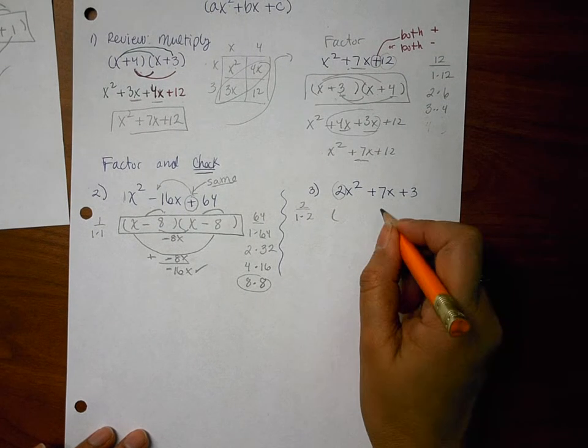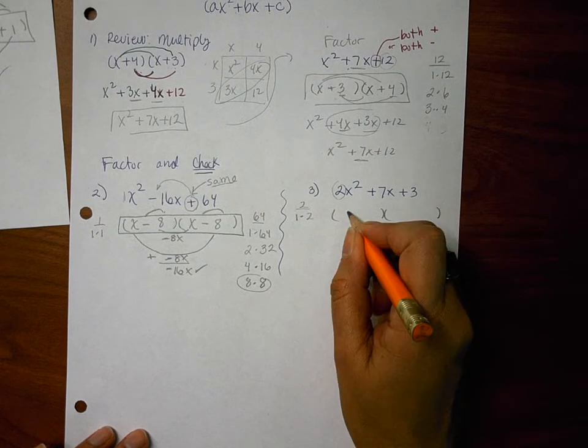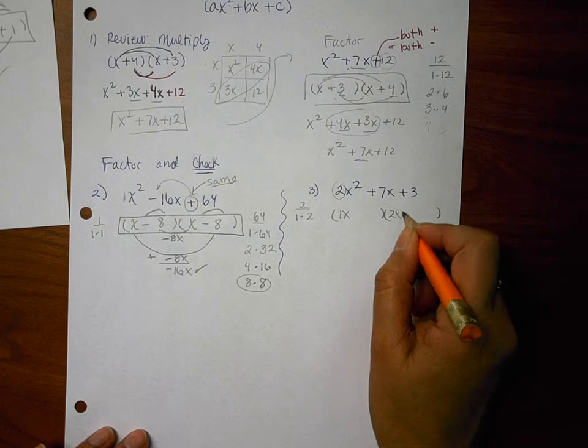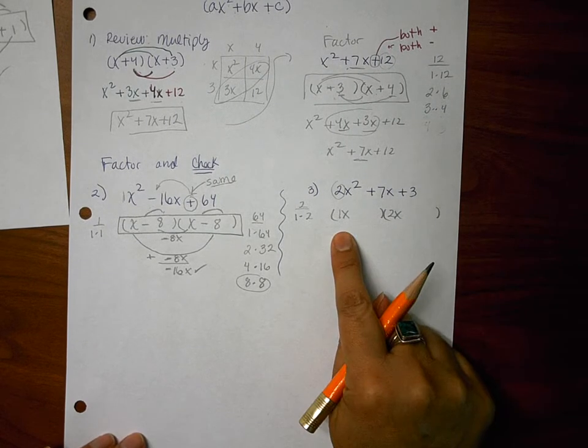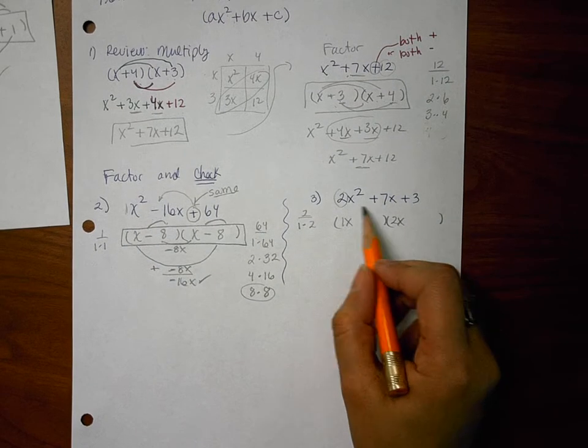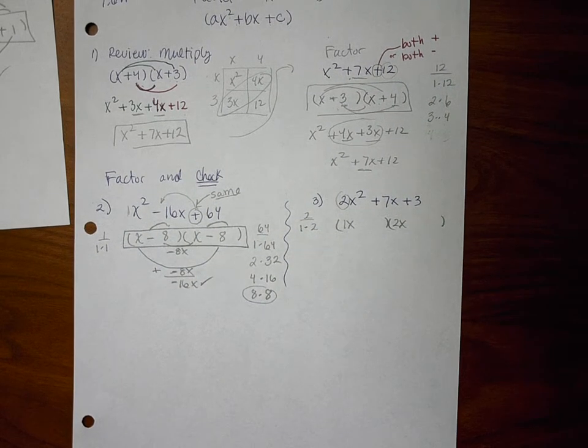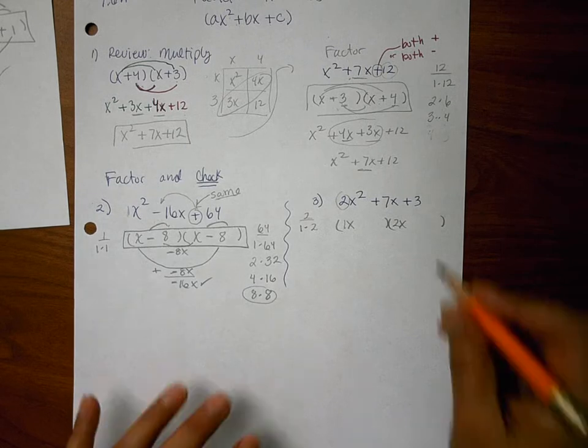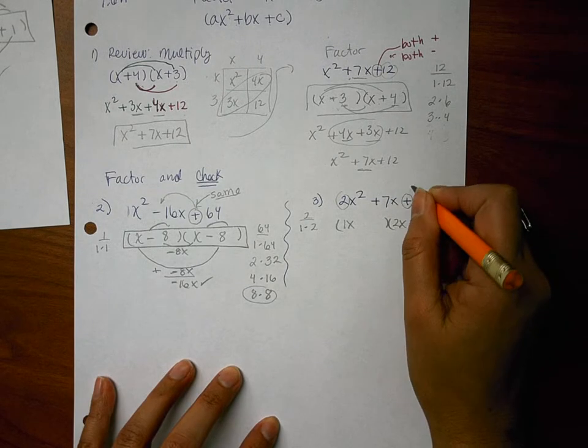The only way to get 2 is 1 times 2. So when we do our double bubble, the only possibility is 1x and 2x. You could, if you want, put 2x first and then the 1x. It doesn't matter, as long as 1x times 2x is 2x squared. And because 2 is prime, that's the only possibility.